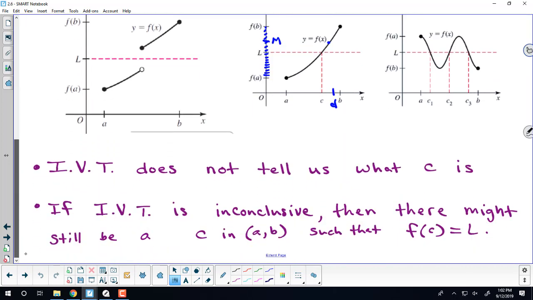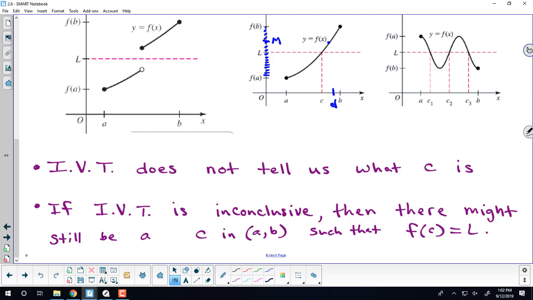And what we said was that, 1, it doesn't tell us what that particular value is when we find this c. And 2, if it's inconclusive, then we can't say that there is no c. There might be a c, there might not be a c.